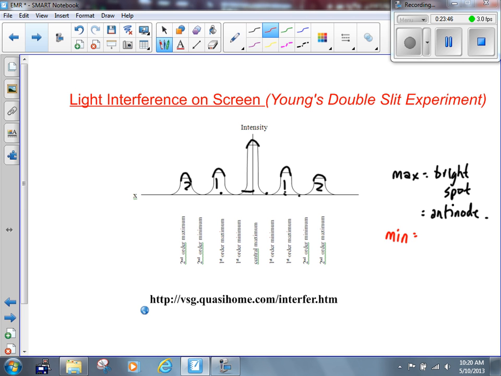Now, that first dark spot we call a minimum. The minimum could be also known as a dark spot. It also could be known as a, not an antinode, but a node. This one we're going to call our first node, or our first dark spot, or our first order minimum, our second order minimum, and third order minimum, fourth order minimum, and so on. First, second, third, fourth on the left side. Again, symmetrical to the right side.